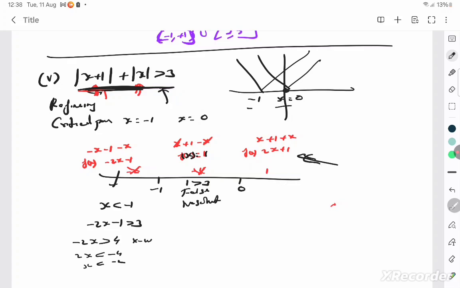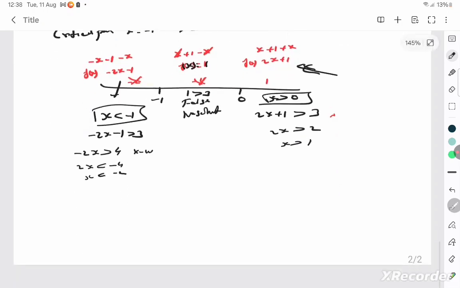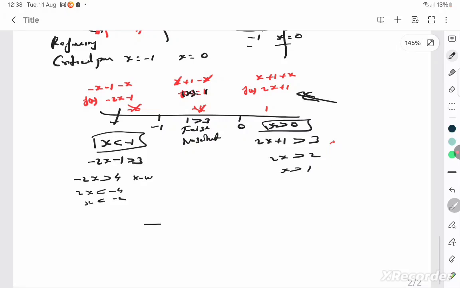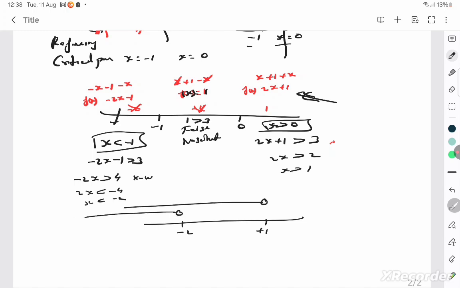So now for this interval it's 2x plus 1, under the condition x is greater than 0. 2x plus 1 is greater than 3, 2x is greater than 2, x is greater than 1. So you put it on the number line, you get a -2 and a plus 1, and x is greater than 1. x is also lesser than -2.